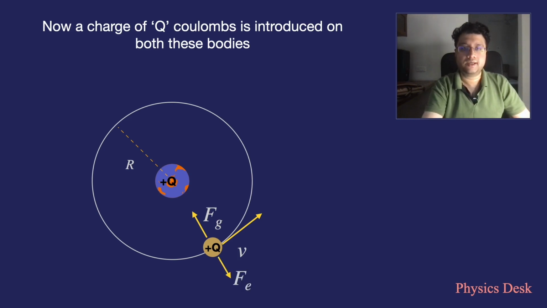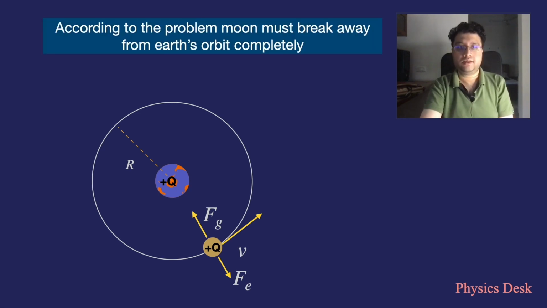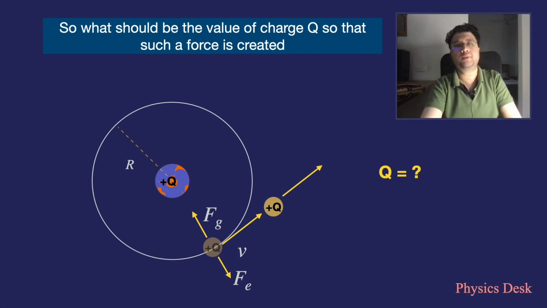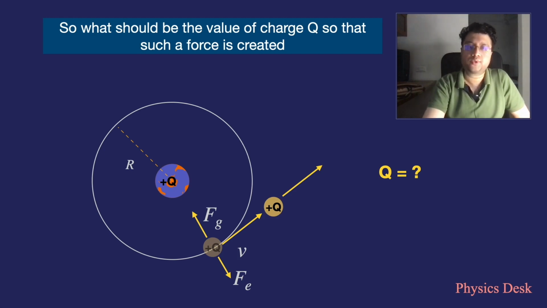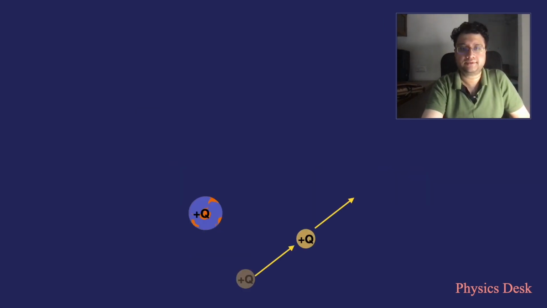What happens? Both of them repel each other, as a result of which the condition is that the Moon should escape the Earth's orbit totally and should not move to a higher orbital radius. So the electrostatic force Fe on the Moon is in a direction opposite to that of the gravitational force Fg. According to the problem, the Moon must break away from Earth's orbit completely. So what should be the value of the charge so that such a force is created?